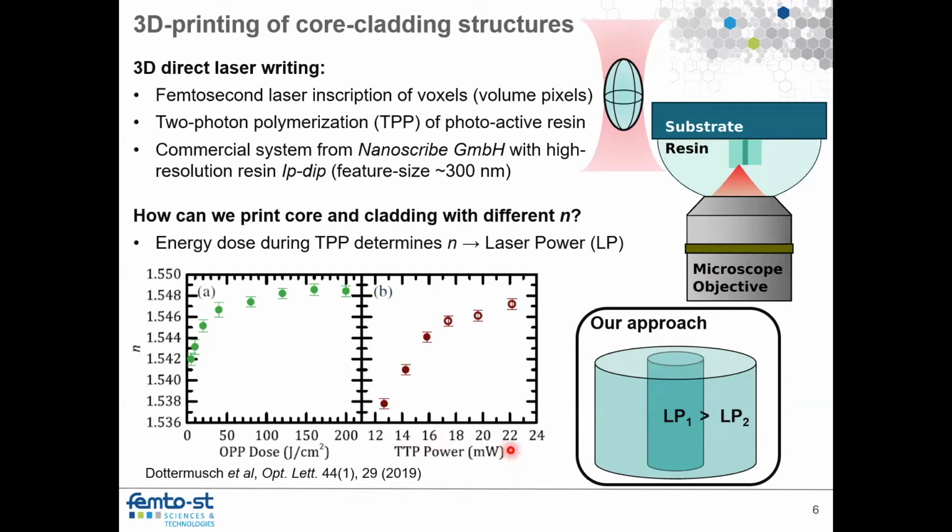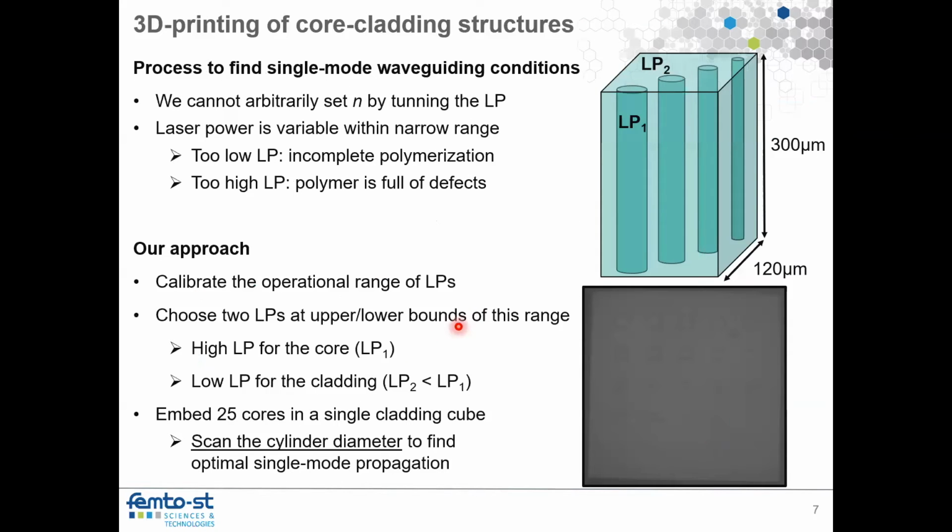You can change the laser power, so the exposure, the amount of energy per voxel, and you change the refractive index. So with this kind of quasi-linear dependence, we play to generate structures where we have a certain laser power in the core that is higher than the laser power that we put in the cladding.